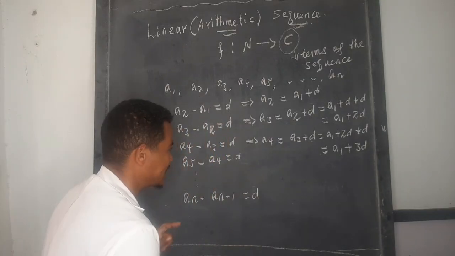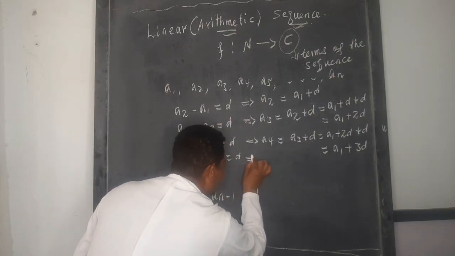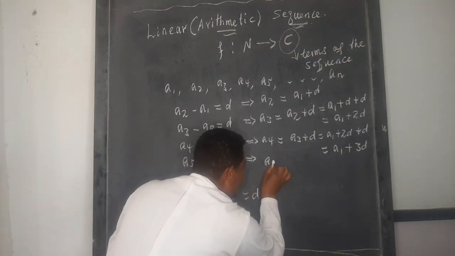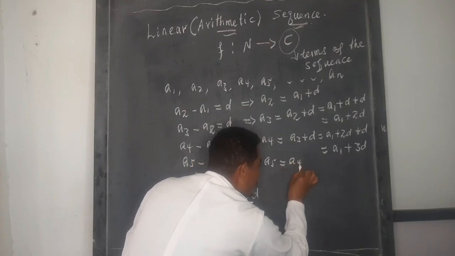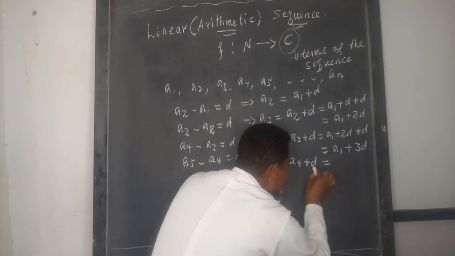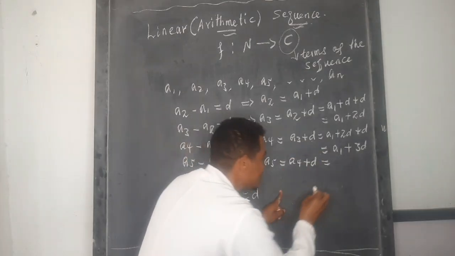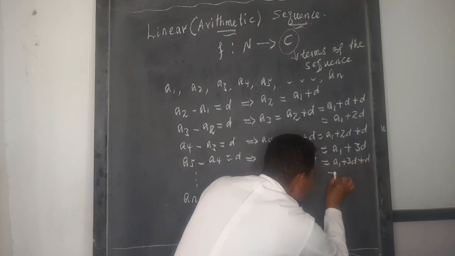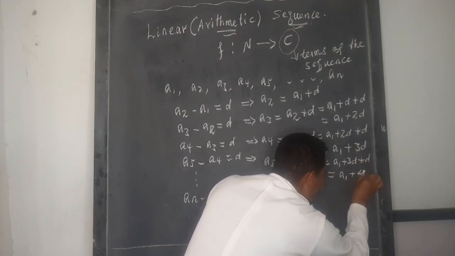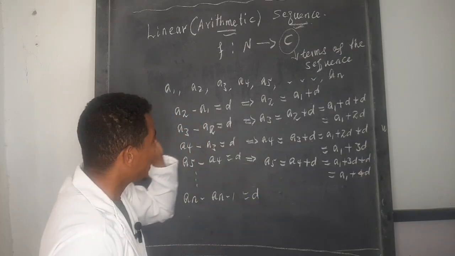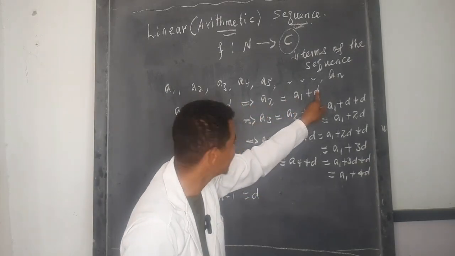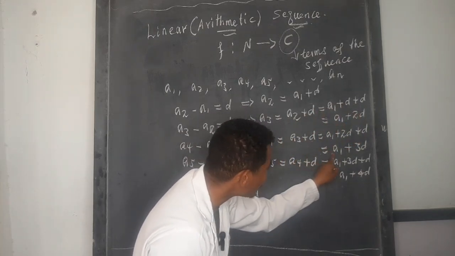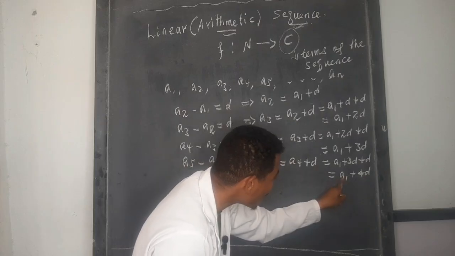Okay, let me add one more. From a5 minus a4 is equal to d, this implies a5 is equal to a4 plus d. a4 means a1 plus 3d, so a1 plus 3d plus d, which is the same as a1 plus 4d. Now let's generalize it: a2 is a1 plus d, a3 is a1 plus 2d, a4 is a1 plus 3d, a5 is a1 plus 4d.